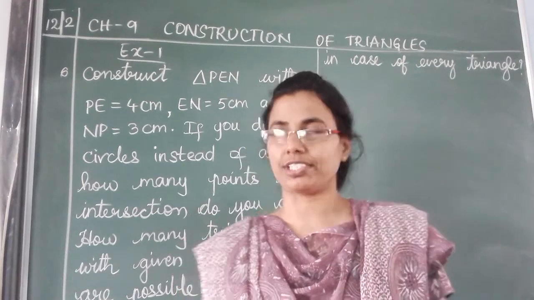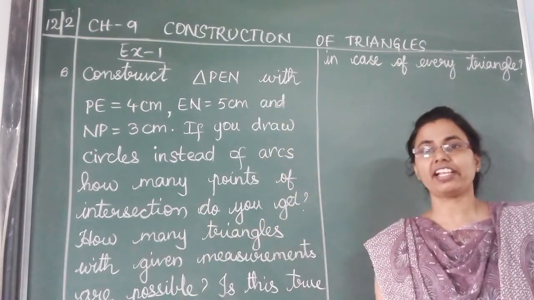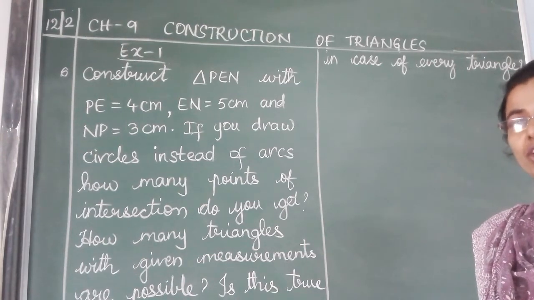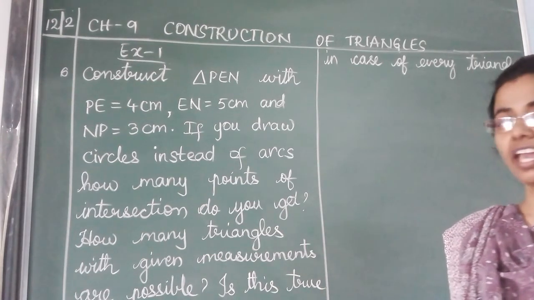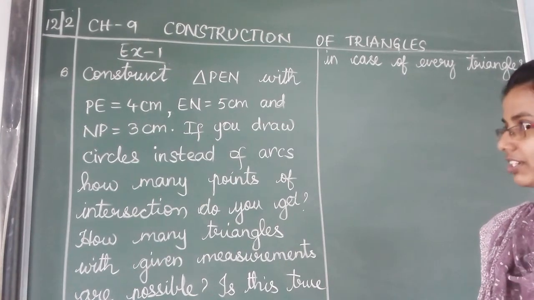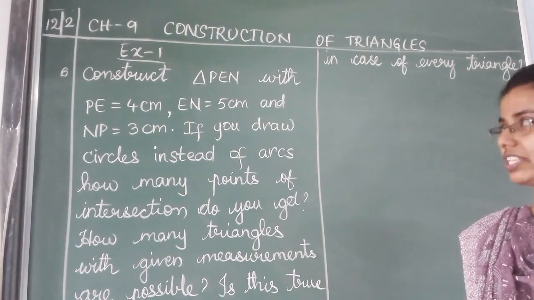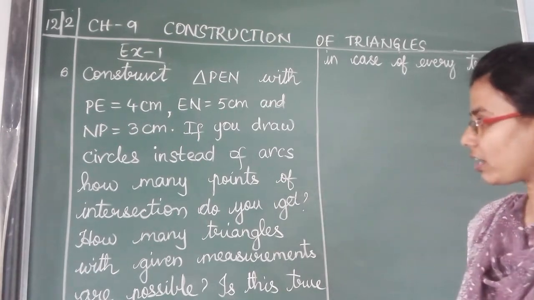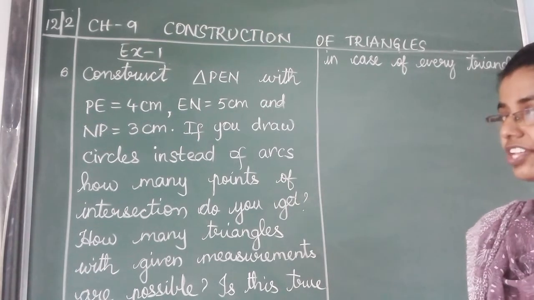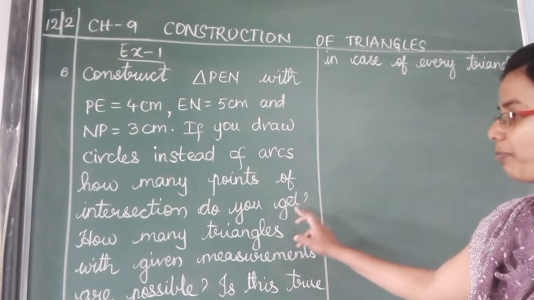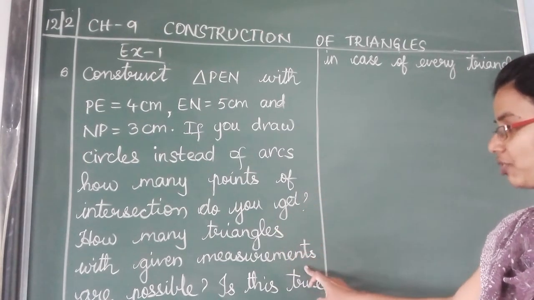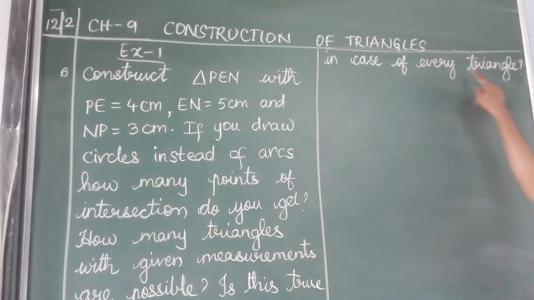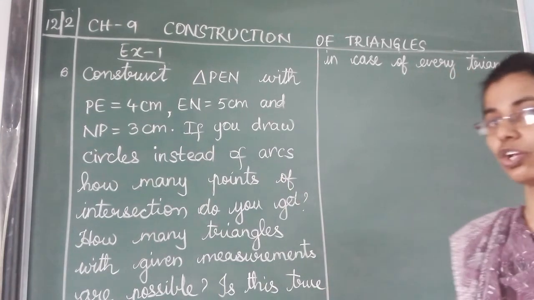Let's read the question. Construct triangle PEN with PE is equal to 4 centimeters, EN is equal to 5 centimeters and NP is equal to 3 centimeters. If you draw circles instead of arcs, how many points of intersection do you get? How many triangles with given measurements are possible? Is this true in case of every triangle? This is the question given.